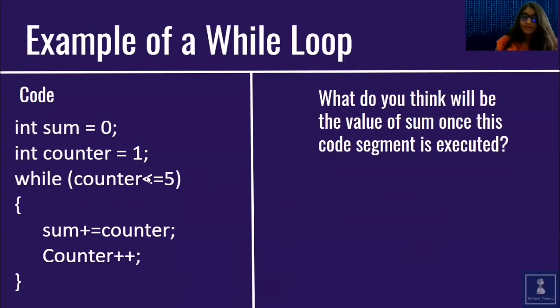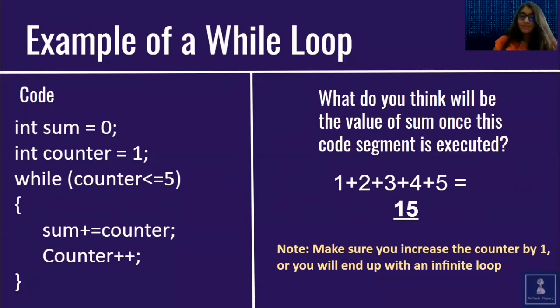All right, so let's look here and see what the sum will be once the code segment is entirely executed. As you can see, the same as last time, we keep adding the value of counter by increasing it by 1. 1 plus 2 plus 3 plus 4 plus 5, which is equal to 15.